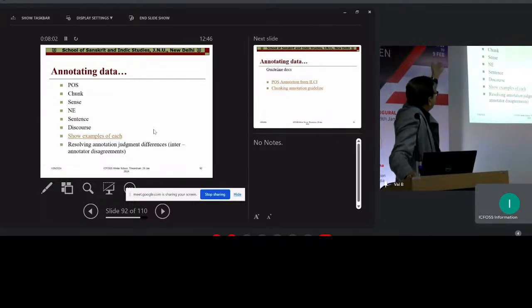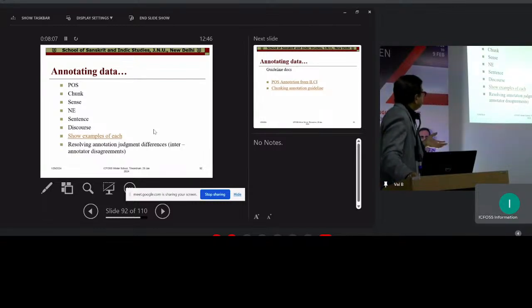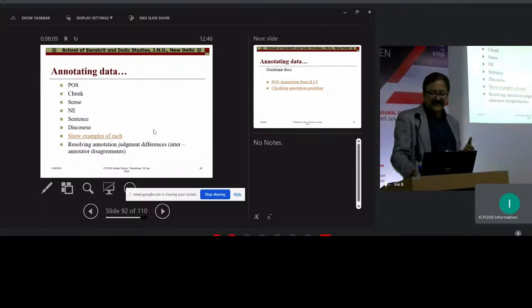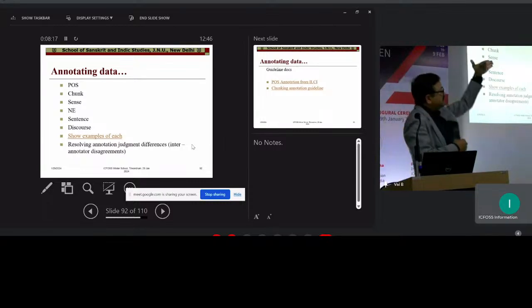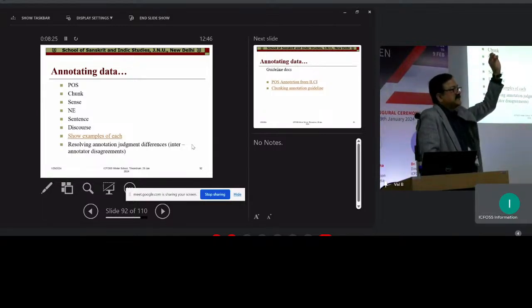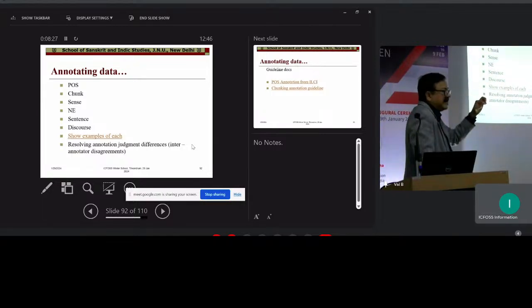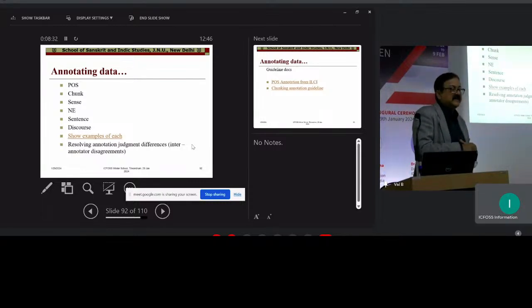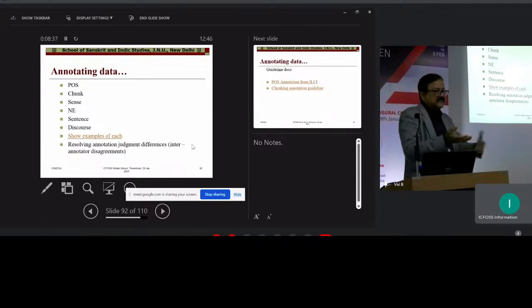So, for example, POS data, chunk data, sense data, named entity data, sentence data, discourse data. I have a document where you can have examples of each kind of data. I'll share the document with you. So one sentence in English can be annotated at the clause level, chunk level, sense level, named entity level, discourse level. We go to a more detailed level and complexity arises.